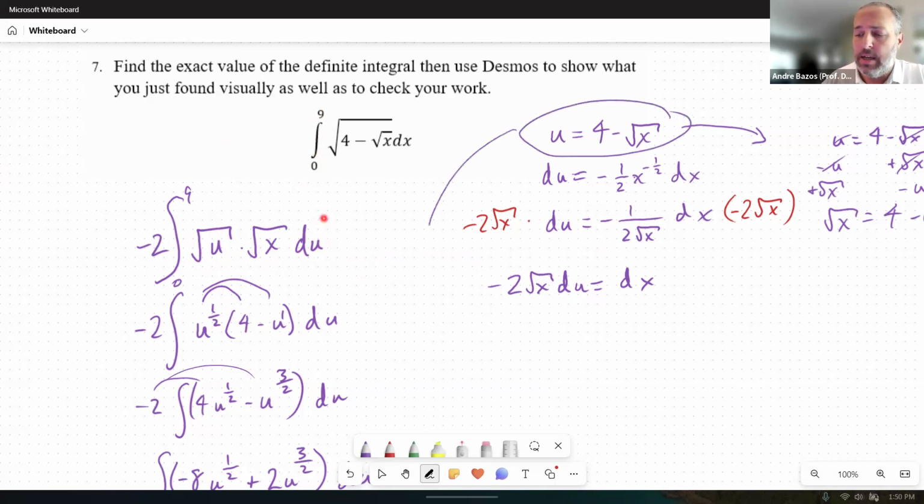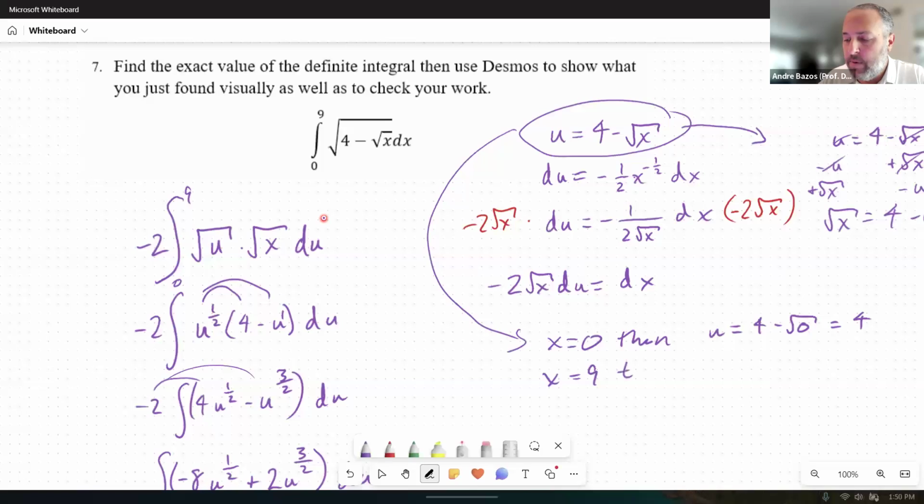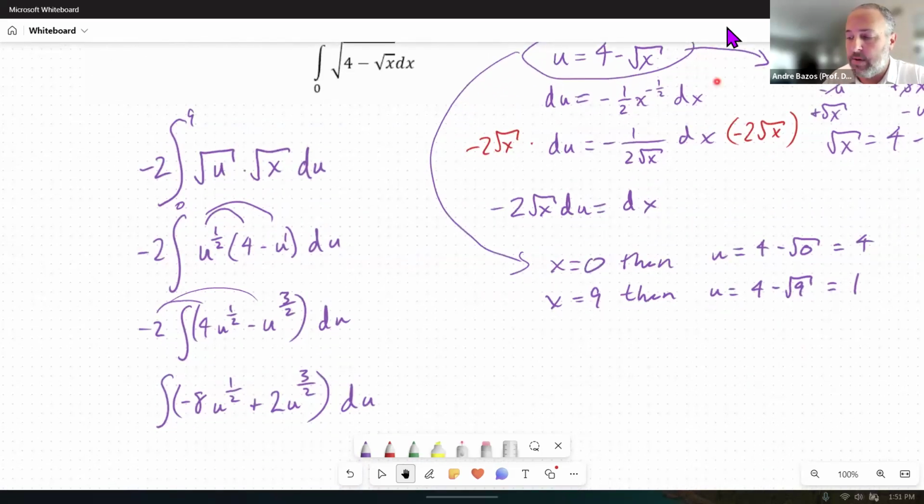So what we do is we take this and we say, okay, if x equals 0, then we have u equals 4 minus the square root of 0, which is 4. If x equals 9 as our upper bound, then our u will equal 4 minus the square root of 9. That's 4 minus 3, which is 1. So we have our new bounds in terms of u. Now notice this is the lower bound and this is the upper bound.